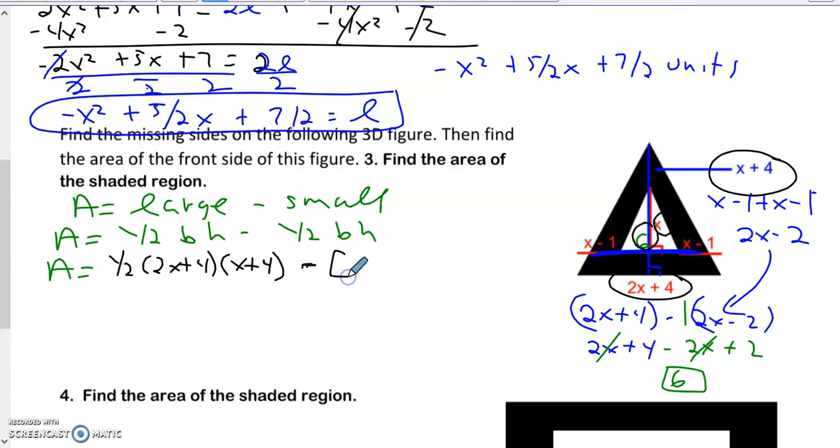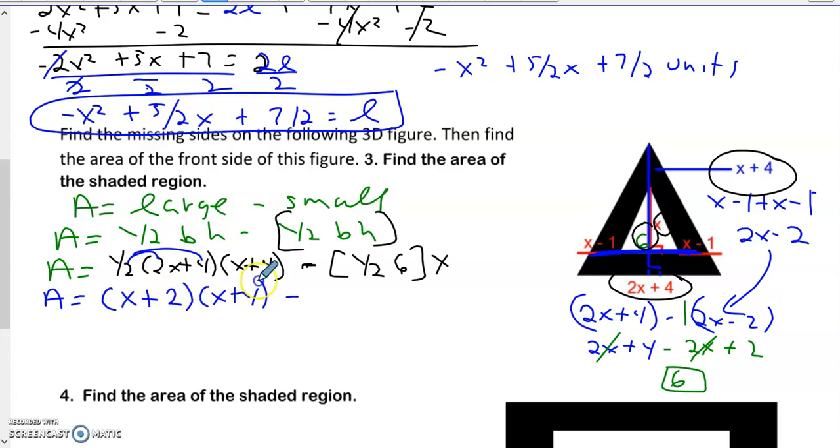So I'm going to put brackets, because you always want to put brackets, 1/2, and then I'm going to put times 6, and then I'm going to put x. Now, I'm going to distribute this half across. When I distribute that half across, I'm going to get 1/2 times 2x is just x, and 1/2 times 4 is just a 2.